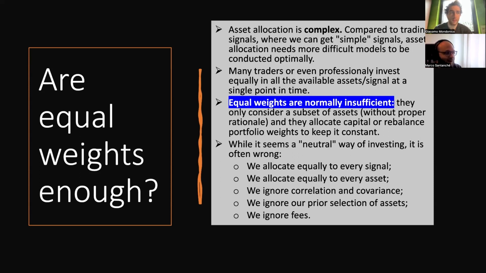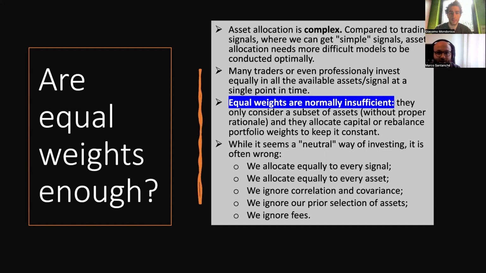So equal weights are insufficient, also because if you subset the assets you prefer, you get basically a different portfolio, even if it's equally weighted, but on a different subset of assets chosen by a discretionary decision that might be wrong, and it must be motivated. While it seems neutral, we also have the problem of allocating equally to every signal. Not every signal is the same. Maybe some market conditions could make signals more or less important. We allocate equally to every asset, and apart from the universe decision, every asset is different, especially in terms of risk, reward and contribution to risk to your portfolio.